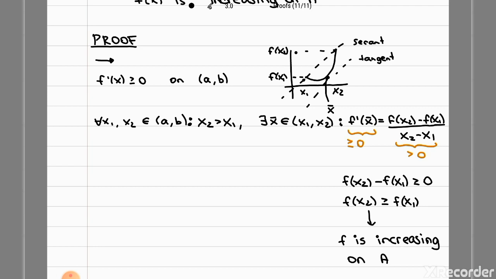So really all we did was apply Lagrange's theorem. We said that the derivative is greater or equal to 0 from the hypothesis that's assumed at the beginning. And this part over here is just referring to the x values. We're just saying that x2 is more to the right than x1. And then we just solve for f(x2) minus f(x1) to prove that the function is increasing.